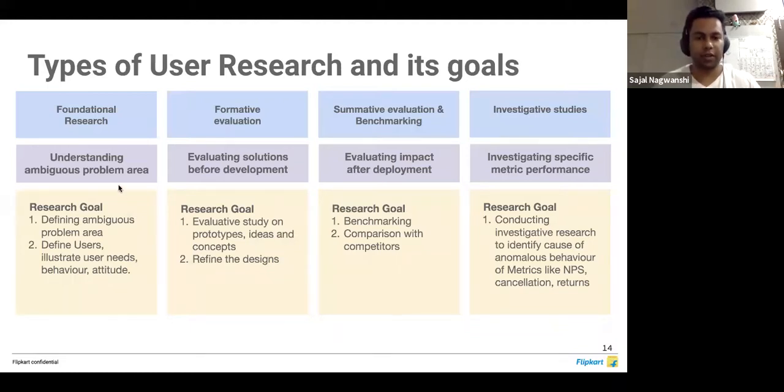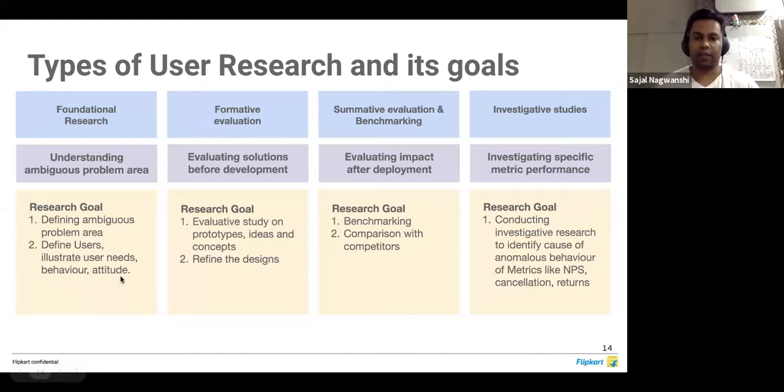Okay, so just to re-emphasize all these 4 points. The first one is called foundational research. That is when you are trying to understand an ambiguous problem area. What happens with that is you try to define an ambiguous problem area and define who the users are, what their needs are, and what their behavior and attitude are.